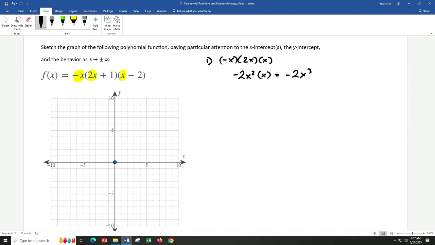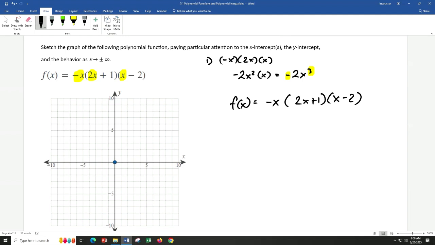What type of function is it? x cubed. I know what x cubed looks like, but I also know it's not just a normal x cubed. It is now a flipped x cubed. So that gives me an idea of what this looks like. And what's even nicer, they've already factored this for me, didn't they? Let's just be honest. Look at this: f of x is equal to negative x, 2x plus 1, and then x minus 2. I also know this is negative, and this is odd.